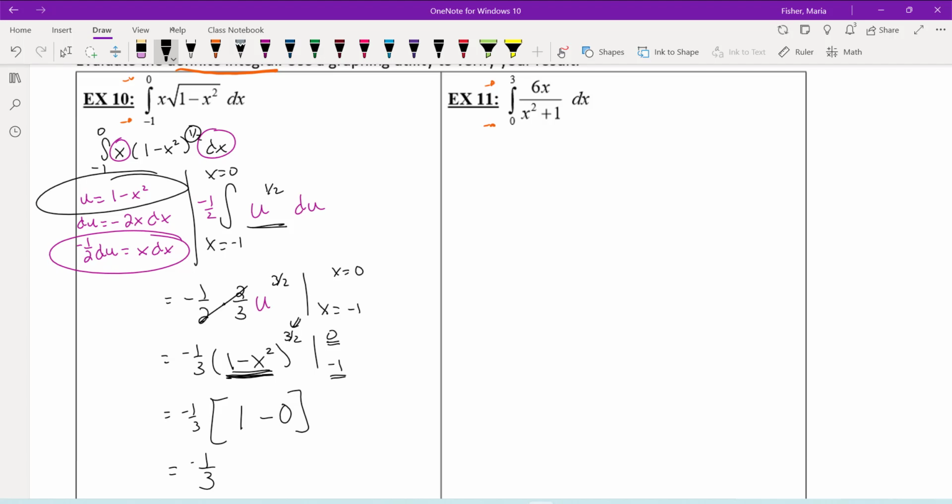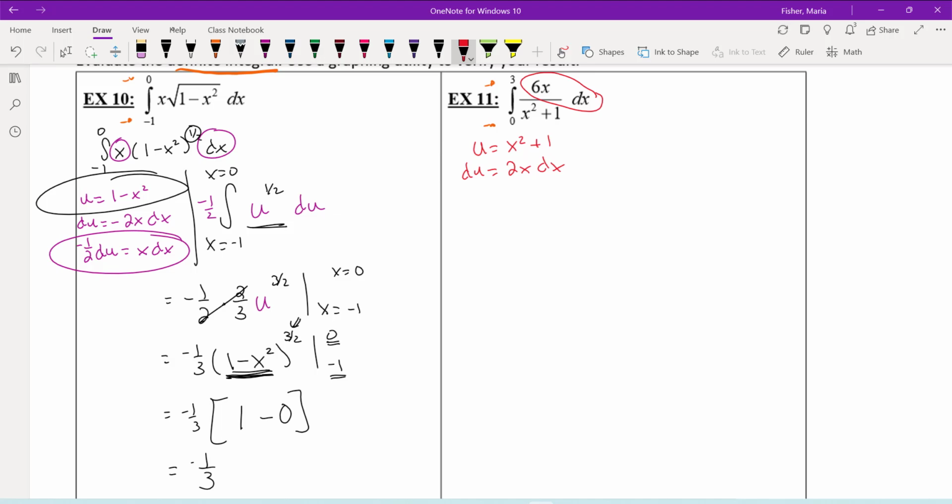Number 11, the definite integral from 0 to 3 of 6x over x squared plus 1 dx. The first thing we do here is try to figure out if we're in basic form. No, we don't look like basic form. So we try a u sub. Let's let u equal the denominator. If u is equal to x squared plus 1, our derivative would be 2x dx.